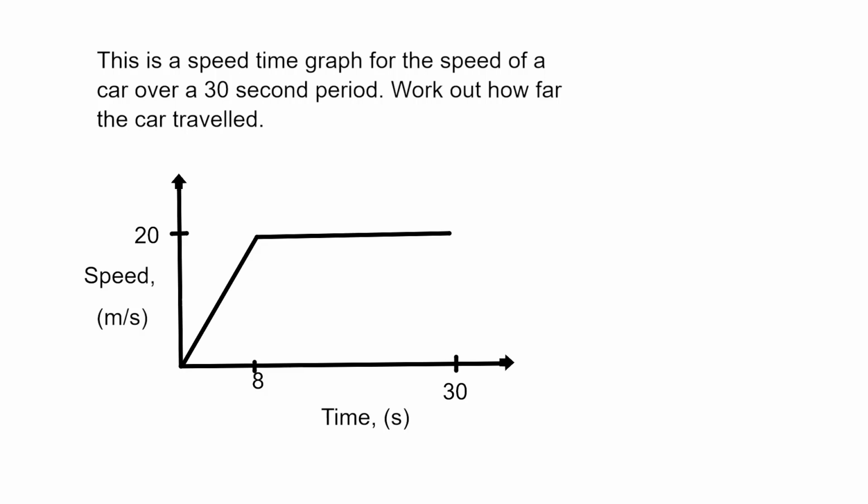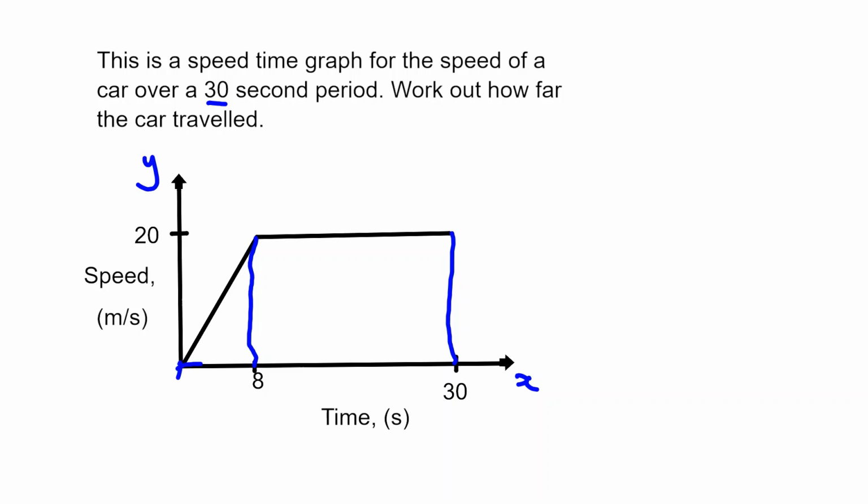So if we look at an example, we've got this speed time graph for the speed of a car over a 30-second period. Work out how far the car travelled. So we've got speed on our y-axis and time on our x-axis. This shape here, we're going to split up into a triangle and a rectangle, and we're going to work out the area of these.